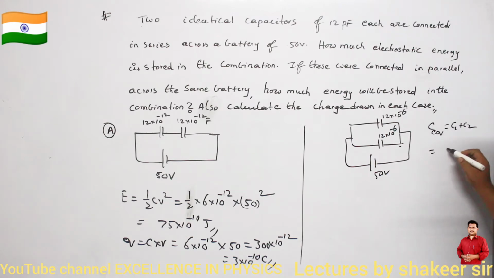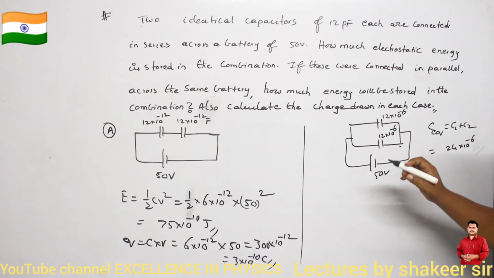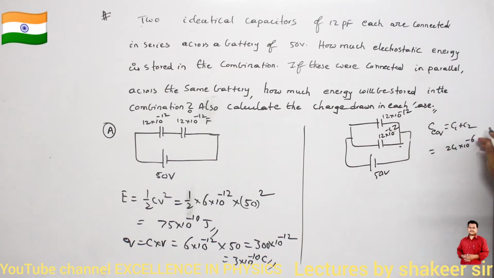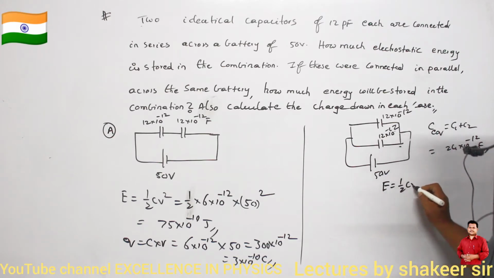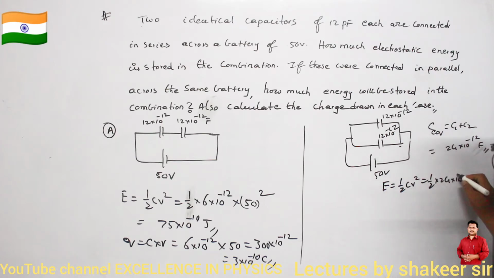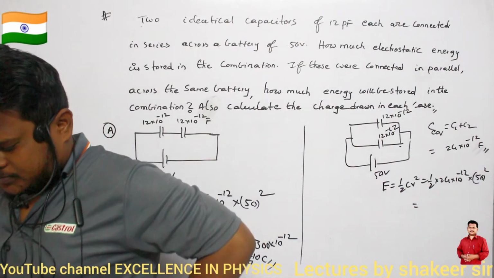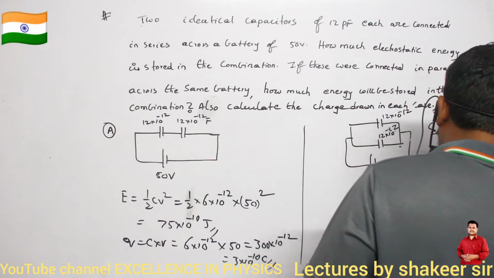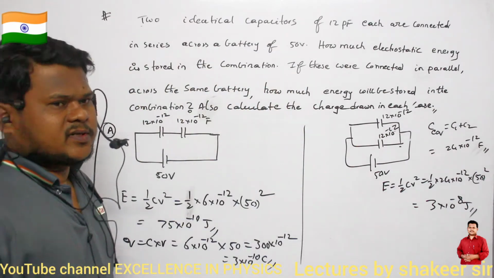So 24 into 10 power minus 6 microfarads of capacitance is present. Sorry, 10 power minus 12, this is also 10 power minus 12. So 24 into 10 power minus 12 farads of capacitance is present. Therefore, what is the amount of energy stored? Energy stored is again half of C V square. So half into 24 into 10 power minus 12 multiplied by potential difference 50 square. If you calculate this value, you get 3 into 10 power minus 8 joules. So this much amount of energy is drawn in the second condition.